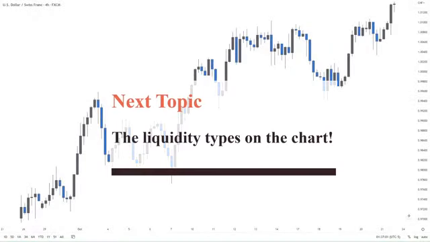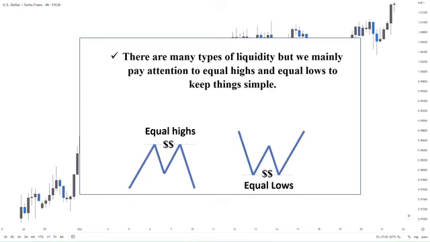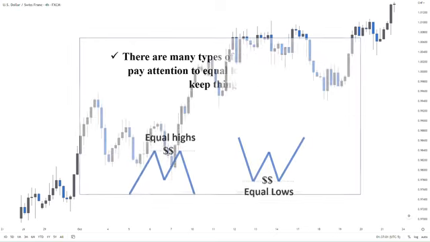The types of liquidity on the chart. There are many liquidity zones, like trend lines, consolidation areas, even major moving averages, etc., but we mainly pay attention to equal highs and lows. We want to keep things as simple as possible and be able to use this concept for our benefit.